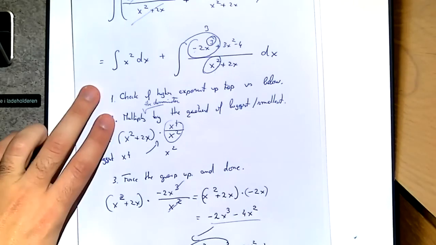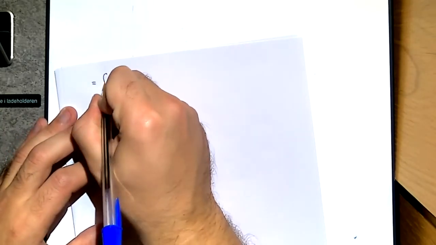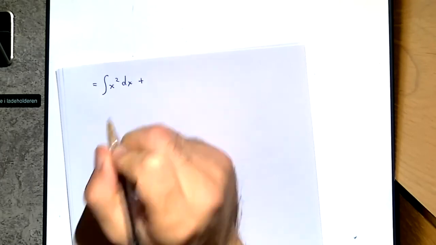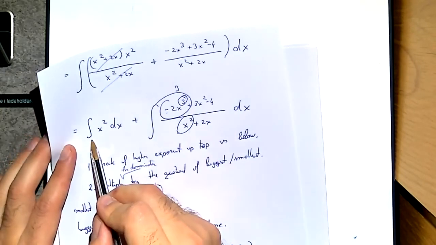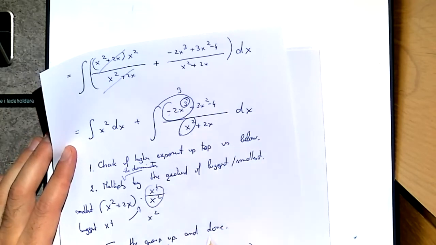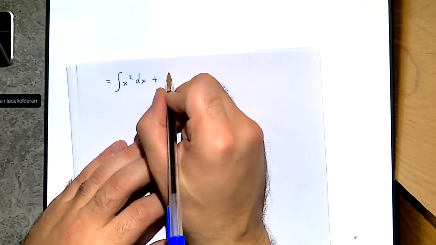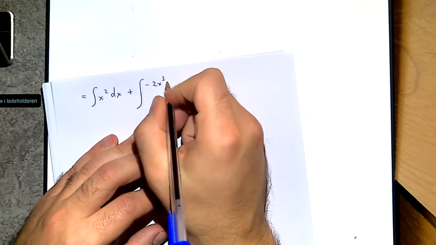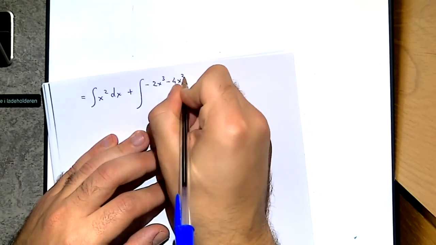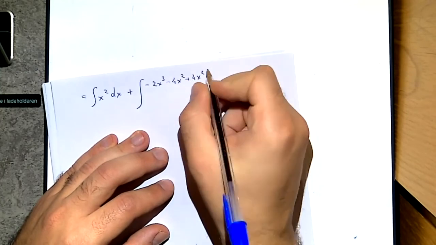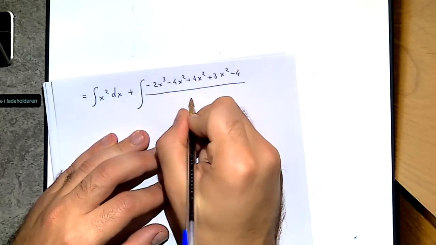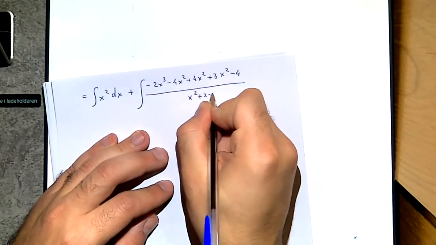So our equation was this, and my claim is that now this is equal to the integral of x squared dx. Again, the thing from the start does not change, plus now this integral. And I'm writing this integral as minus 2x to the third minus 4x squared plus 4x squared. Again, I'm just rewriting the transformations. Fancy term for what I just did. Okay, x squared plus 2x dx.